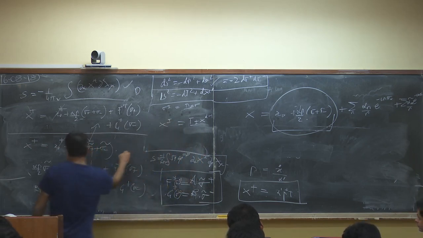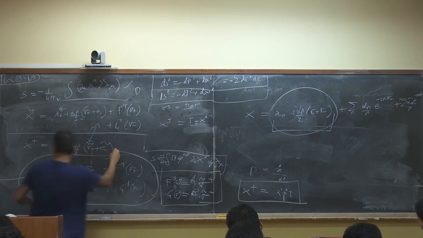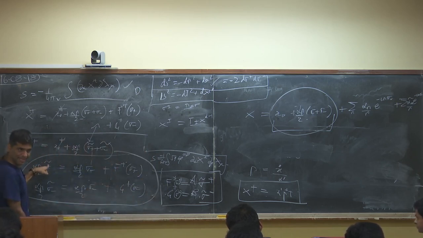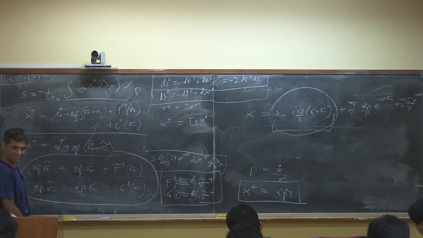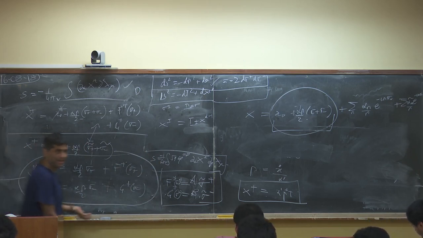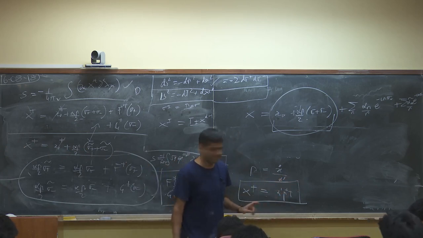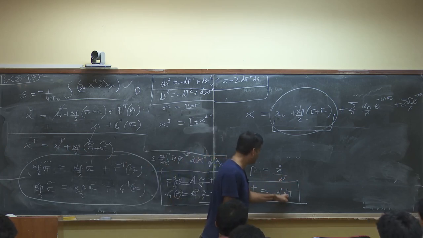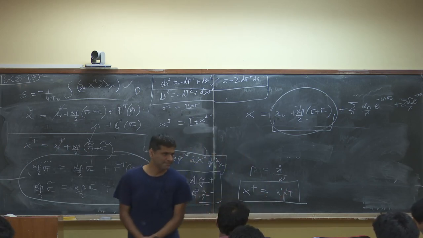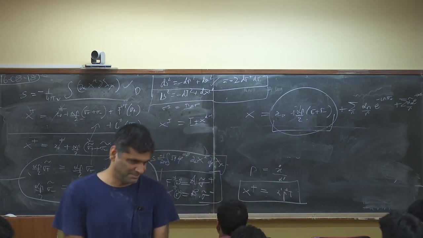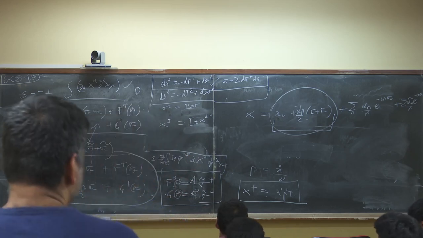Is this clear? So what I'm going to do now is to adopt these variables, sigma tilde plus and sigma tilde minus. So the definition of sigma tilde plus and sigma tilde minus is that when I work with these new coordinates, which I will, now I'll drop the tildes. X plus is equal to alpha prime p plus tau. Is that clear?